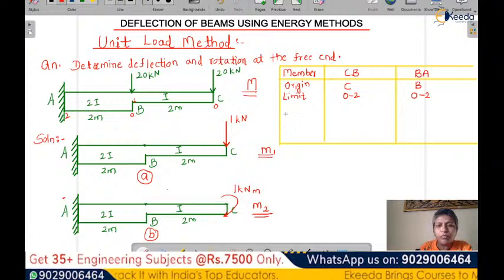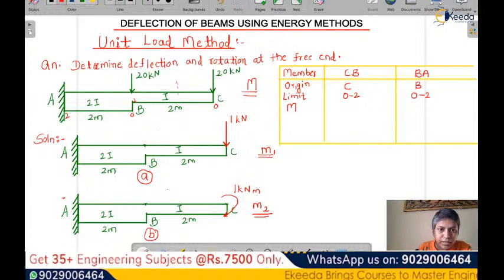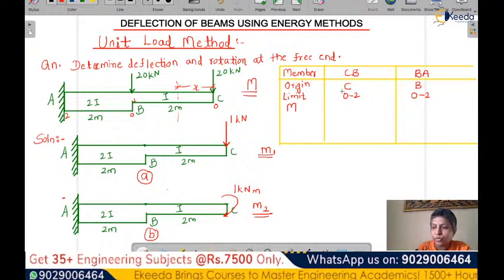Now let's write down the moment equation. Because of the external load, we write capital M. When I consider any distance x at this point, our moment will be 20 into x. For this cantilever beam it will be in a hogging shape, so the bending moment will be negative. We'll write minus 20 into x.